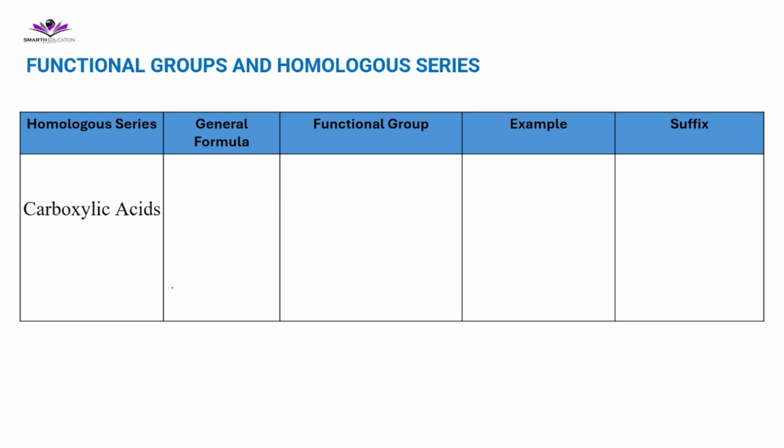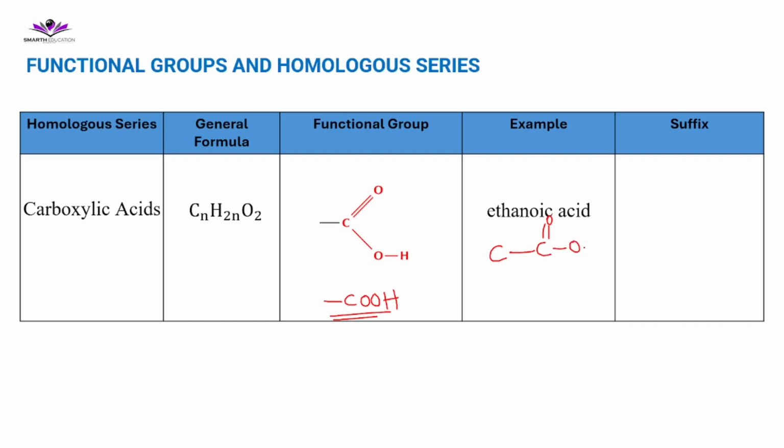And then we have the carboxylic acids. Carboxylic acids, right? You have this functional group, which is like this, which is the COOH. This is the functional group. An example will be ethanoic acid. It will be like this, and then the OH bond there. This is the functional group for the carboxylic acids. And then a good example is ethanoic acid. And then the suffix in the naming, oic acid: ethanoic acid, propanoic acid, butanoic acid. We're going to discuss this in detail later.